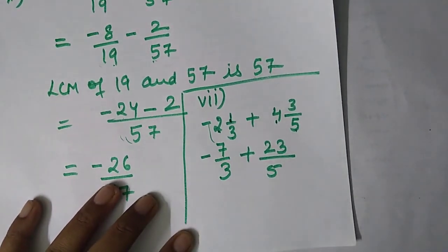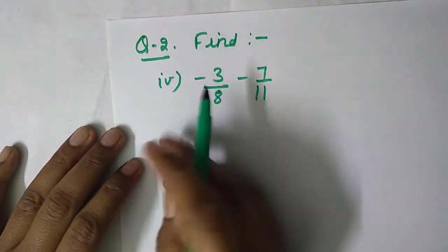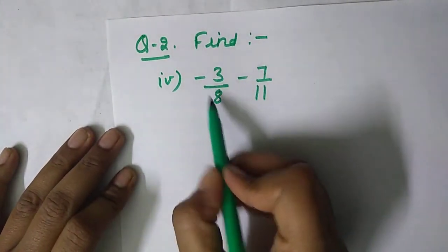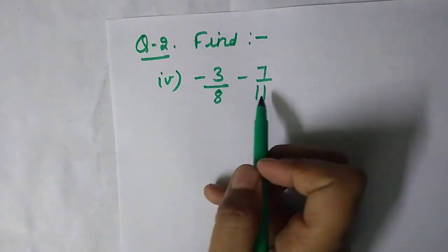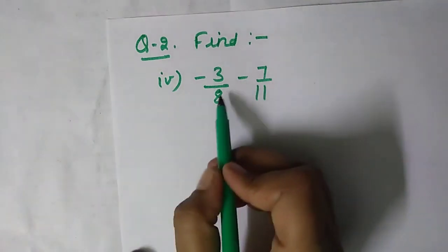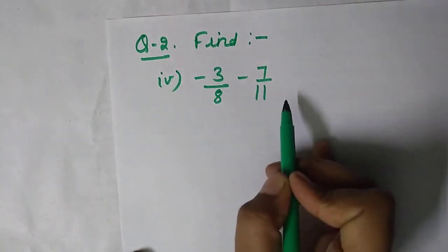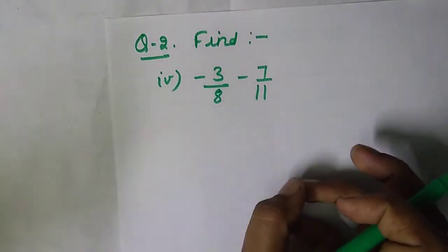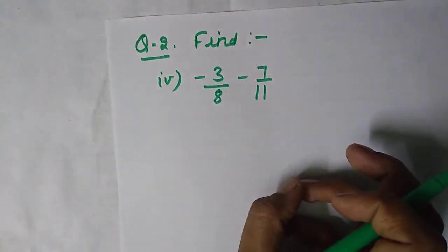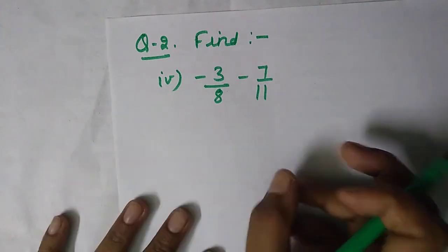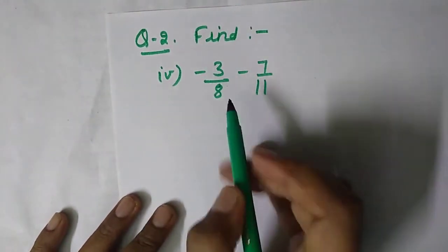Okay, now come to question number 2 of the same exercise. In question number 2 you have to find the difference. As this is the difference of rational numbers, or you can say fractions. Fractions can never be negative, okay, but rational numbers can be negative. So this is the difference between a rational number and a fraction. A fraction can never be negative, but a rational number can be negative or positive, while a fraction is always positive.